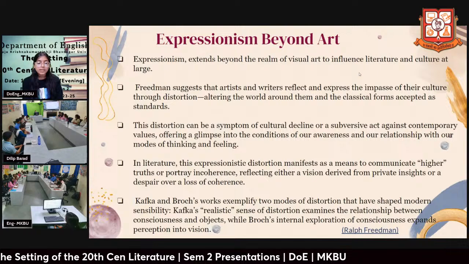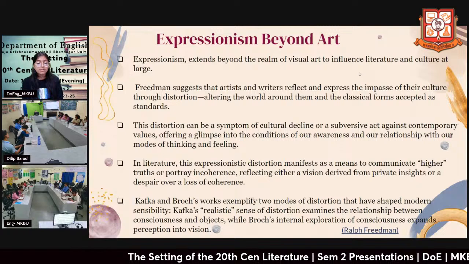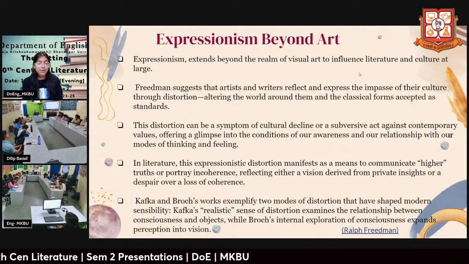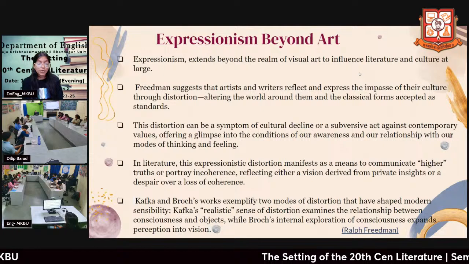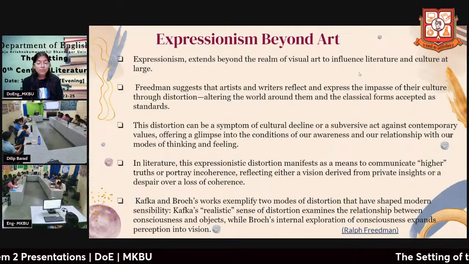In literature, this expressionistic distortion manifests as a means to communicate higher truths or portray incoherence, reflecting either a vision derived from private insight or despair over a loss of coherence. Kafka and Rilke's work exemplified two modes of expression that have shaped modern sensibility. Kafka's realistic sense of distortion examines the relationship between consciousness and objects, while Rilke's internal exploration of consciousness expands perception into vision.